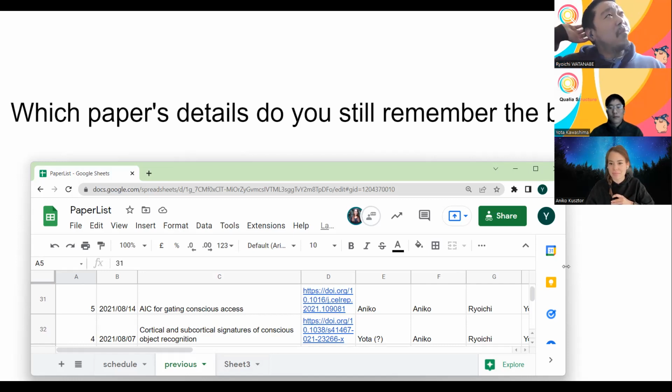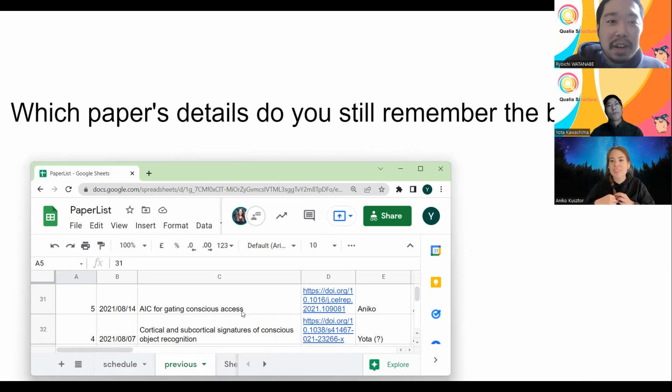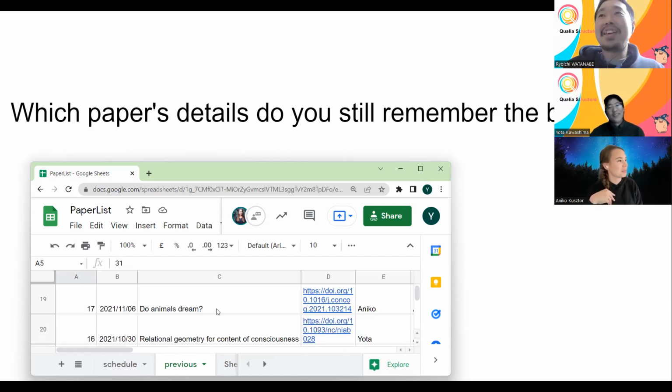And the other one I remember is the animal dream paper. Sorry, the octopus paper, I think, episode 17, isn't it? Do animals dream? Yes. This paper is so interesting, and I also enjoyed the discussion section after it. So for me this episode had a very interesting discussion. I see. Yeah, that was a good one.